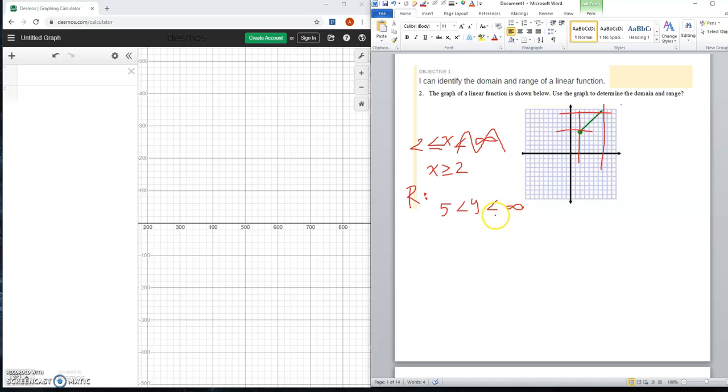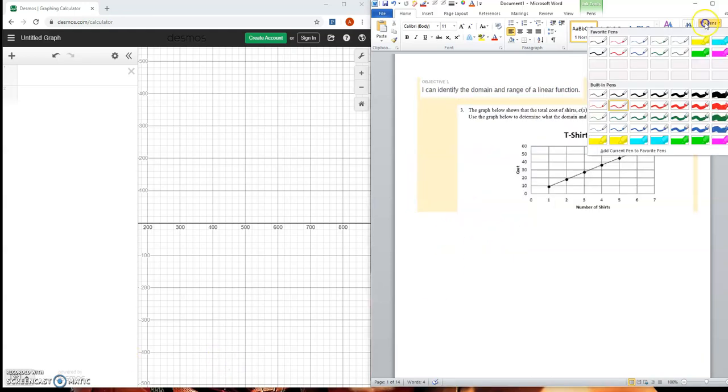You don't put an equal sign on the infinity because infinity is never going to be equal. However, on the 5, that's a solid circle, so you're going to put the equal sign at the bottom. And that is your range. However, usually we don't do this anymore. And this is read as y is greater than or equal to 5. So that's your domain and range.